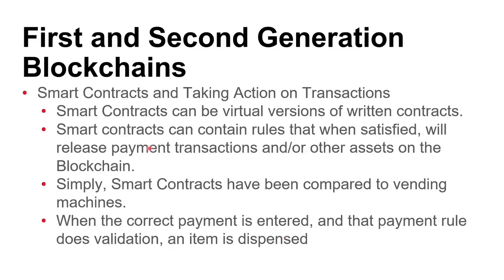And smart contracts can be virtual versions of written contracts, just like we said. They can contain rules that, when satisfied, can release payments. Sometimes this is known as the escrow model. When certain conditions are satisfied, payments can be made from one user's wallet to another user's wallet. I've actually heard this comparison before: smart contracts are like vending machines. You put your payment in, you make your selection, and whatever you selected is dispensed.